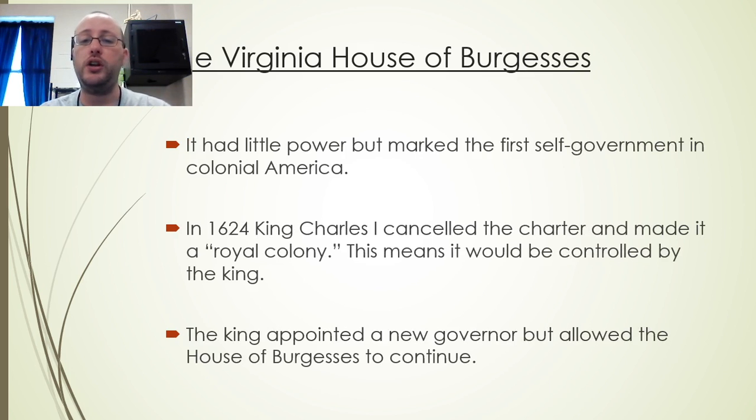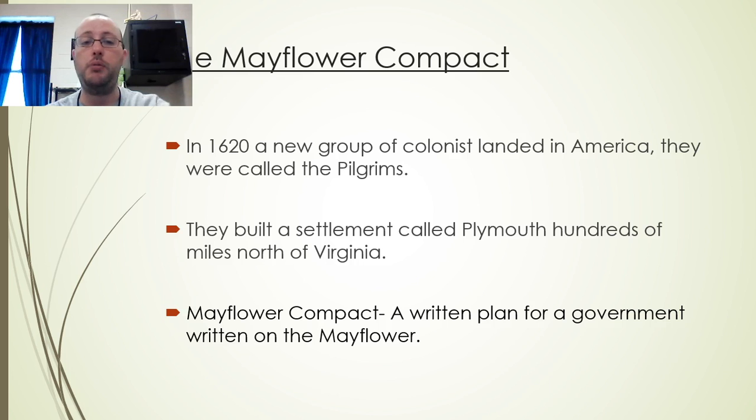In 1624, King Charles I canceled the charter and made it a, quote, royal colony. This means it would be controlled by the king. Basically, with a charter, if you lost everything, that wasn't up to the king. You just lost your money. Now, that means the king starts taking over what's going on in the colony. He appointed a new governor, but he allowed the House of Burgesses to continue. That would prove to be a mistake, because as the people continued to get a taste of democracy, they wouldn't want to go back to the way things were before.